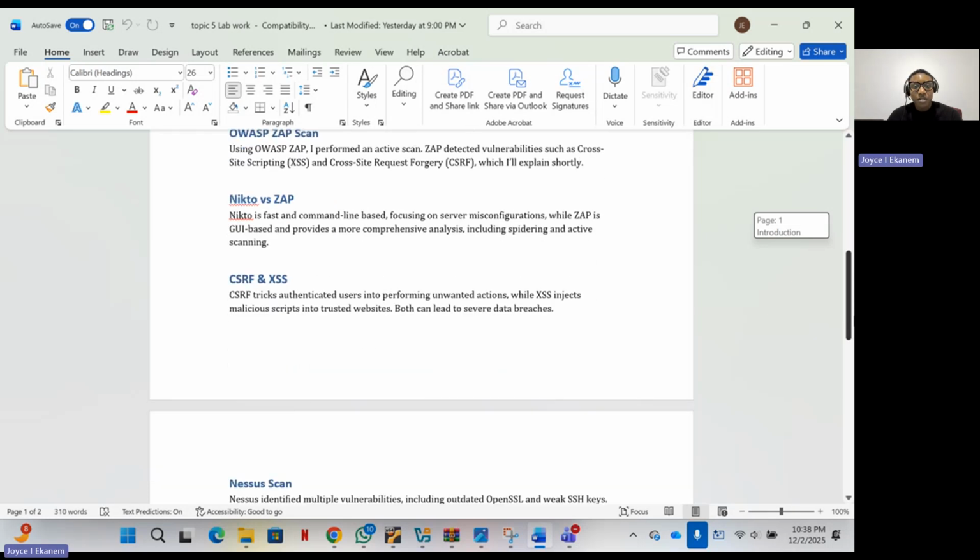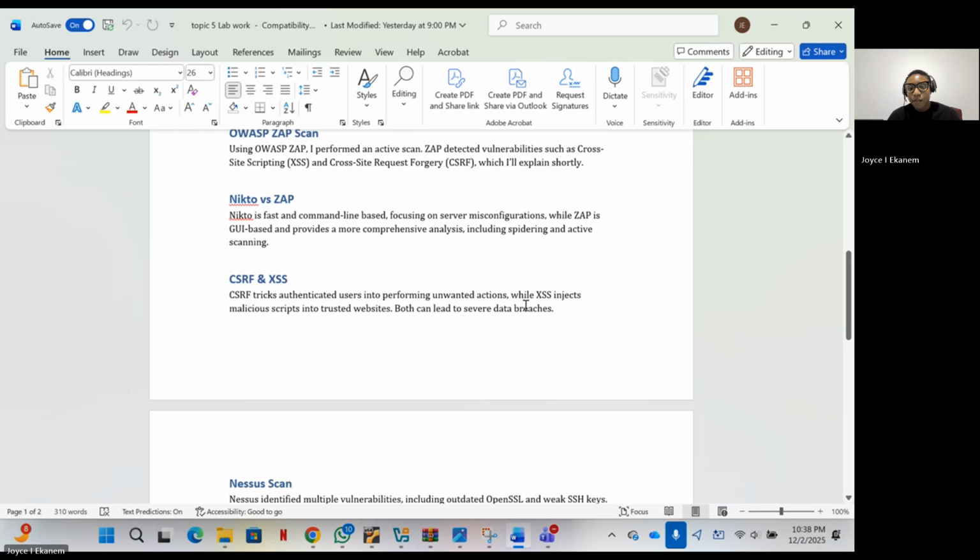Nikto versus ZAP. Nikto is fast and command line based, focusing on server misconfiguration, while ZAP is GUI based and provides a more comprehensive analysis, including spidering and active scanning. CSRF tricks authenticated users into performing unwanted actions, while cross-site scripting injects malicious scripts into trusted websites. Both can lead to severe data breaches.